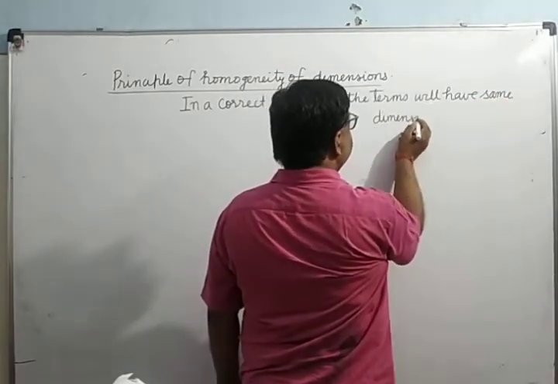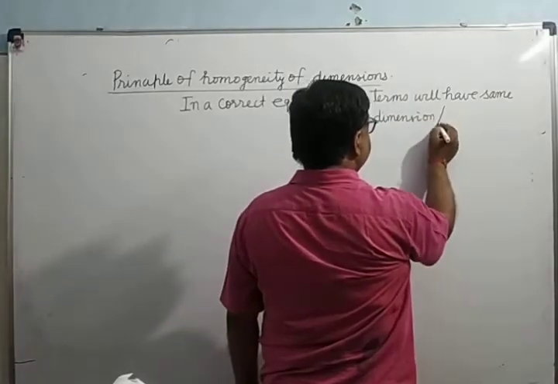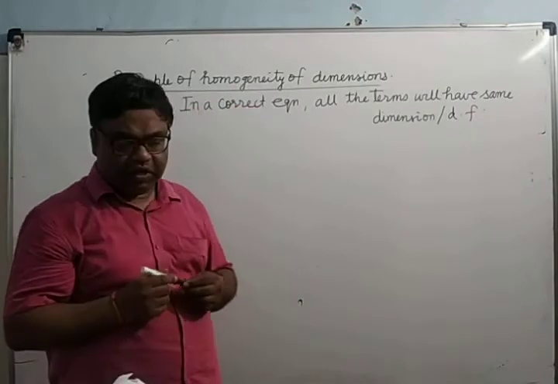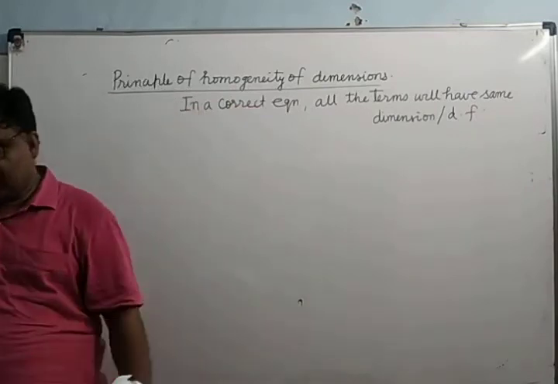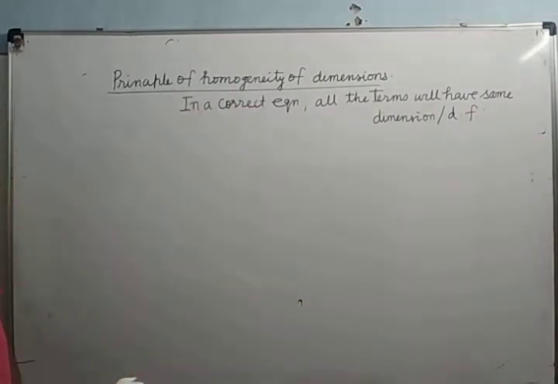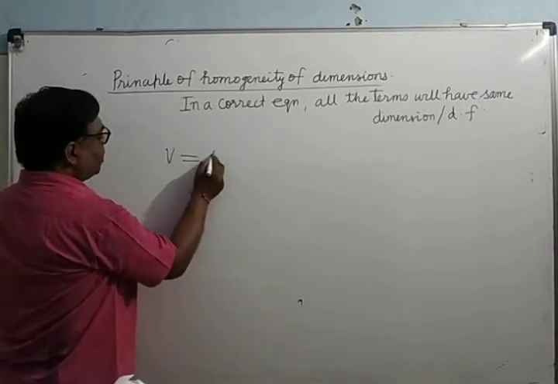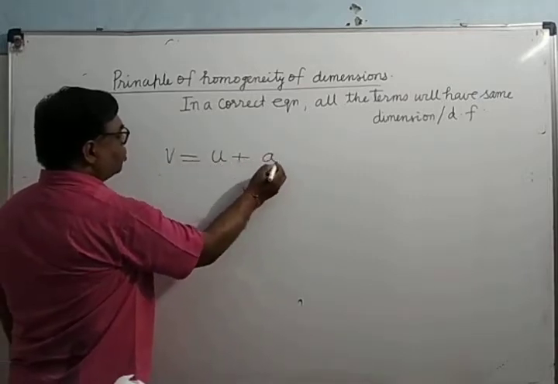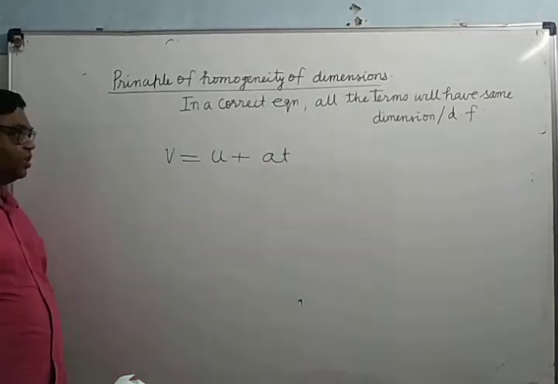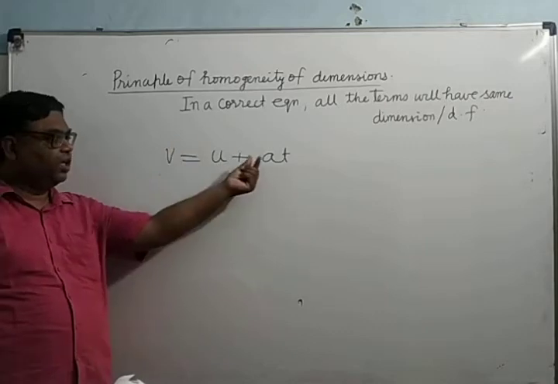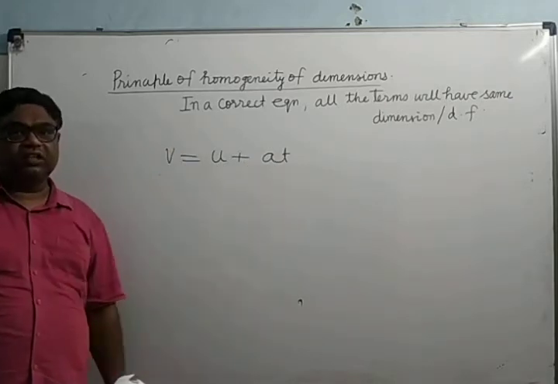Means their dimensional formula will be same, because we express the dimension by dimensional formula. Now, as we know, this is an equation in case of uniformly accelerated motion: v = u + at. u is initial velocity, v is final velocity, a is uniform acceleration, t is time.